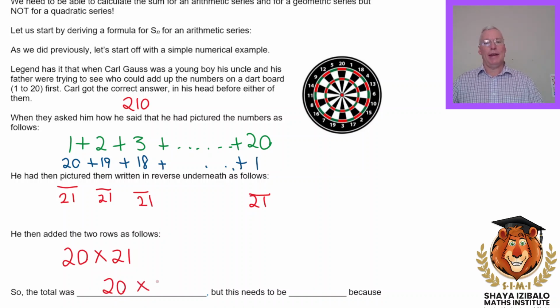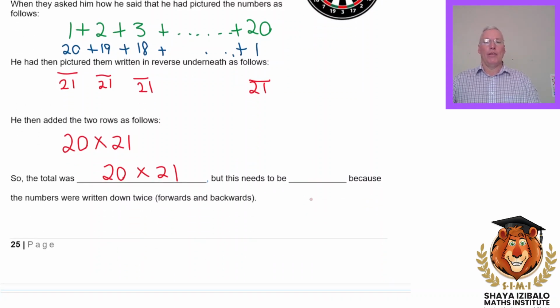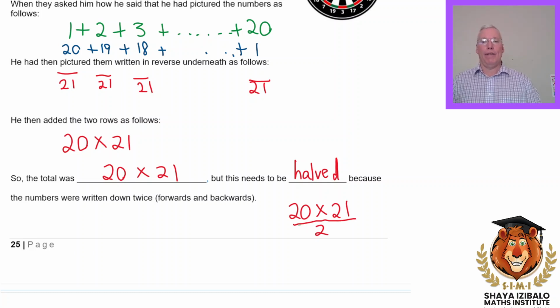But that is not going to be the answer, because we're adding the green ones and the blue ones. So this needs to be halved, because we're adding the ones forwards and the ones backwards. So he said, let's take 20 times 21 and let's halve it. Now it's easier to actually divide this by 2 and this by 2. So we get 210. And that's how he got the answer.